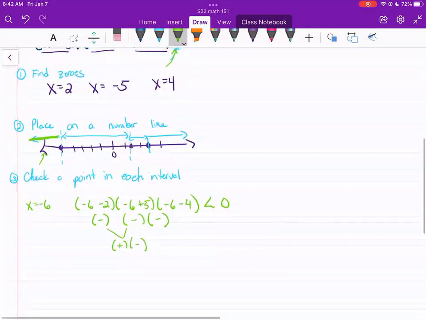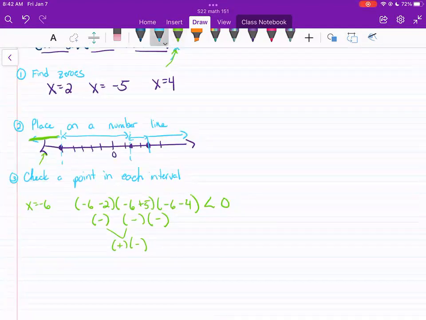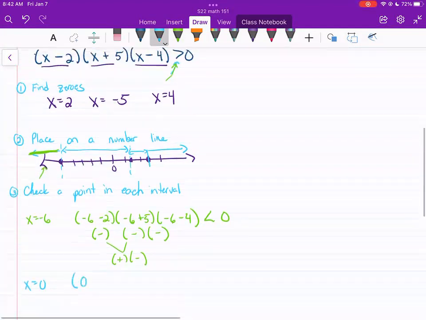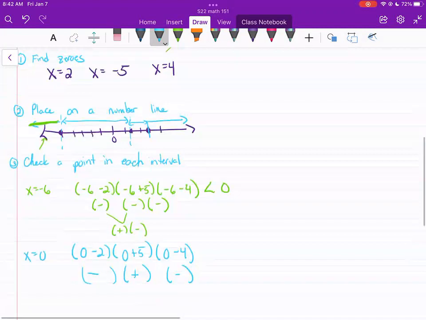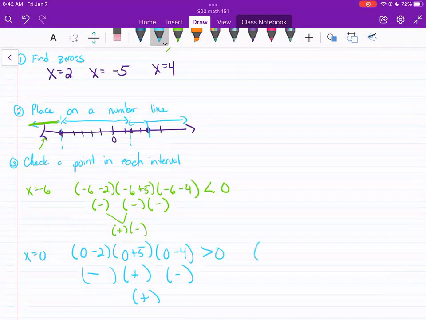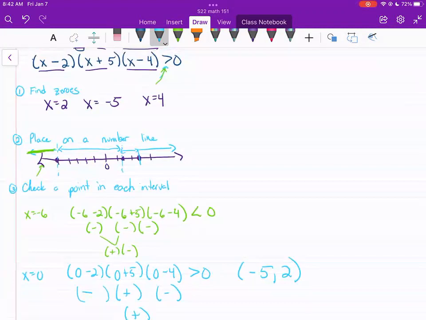When I move to the second interval, I'm going to choose the point x equals 0 to check. Again, I plug in 0 to the original inequality, 0 minus 2, 0 plus 5, and 0 minus 4. This is negative, this is positive, this is negative. All of those together result in a positive. So this is greater than 0. Thus, the interval from -5 to 2 would be included in this solution since it creates a number greater than 0.